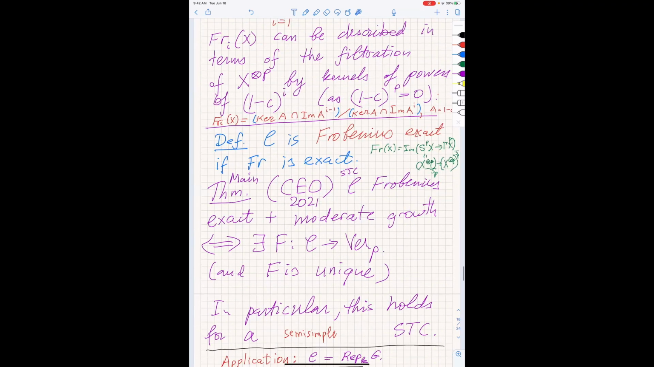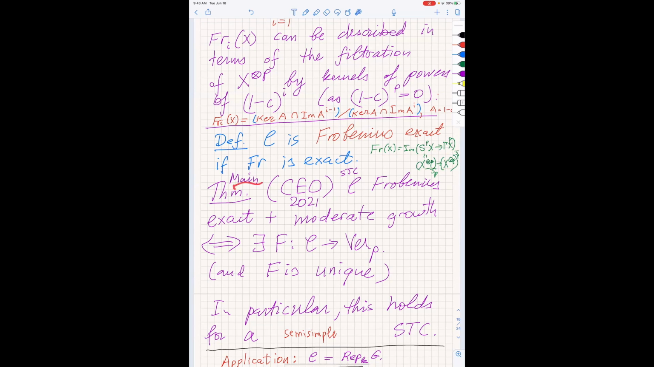But one says that C is Frobenius exact if this functor is exact. So the Frobenius functor for characteristic p, at least one part of it, which is enough to consider for this theorem, is just Coulembier's Frobenius functor, which is the image of the symmetric p-th power into the divided power of X. So this is the image of the coinvariants of S_p in X to the p, mapping to the invariants of S_p in X to the p.